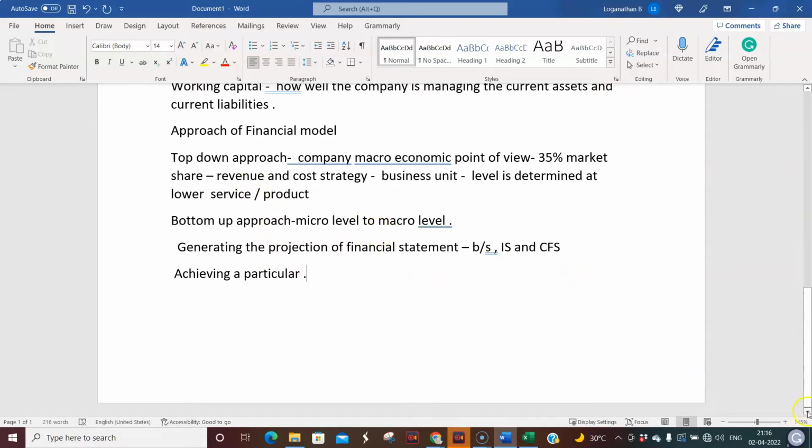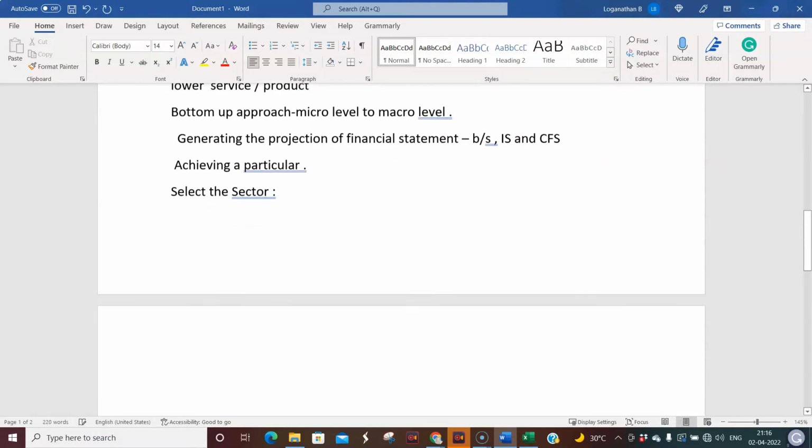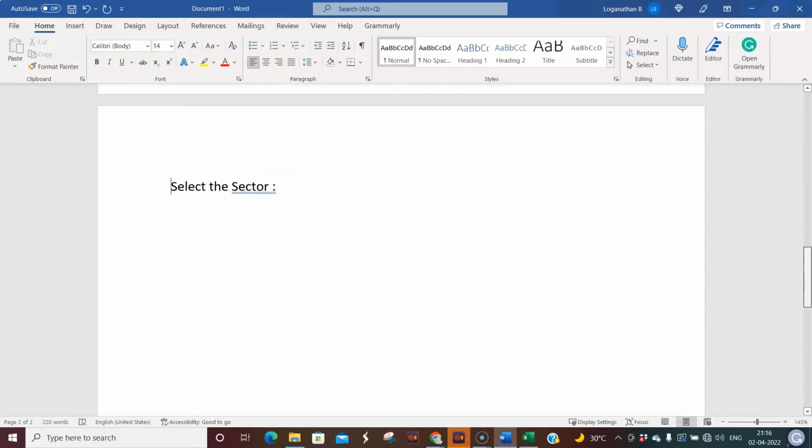Next thing that you have to do is that you have to select a sector, right? So you have to select the sector. So which sector you are going to do? Select the sector. The sector I refer here is that I'll be referring two sectors only, but I'll be giving you what are the various sectors. We have the banking sector.